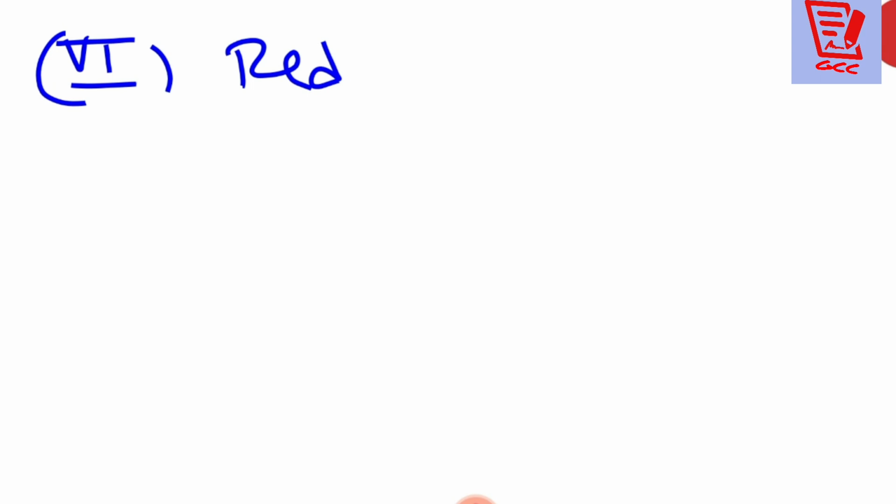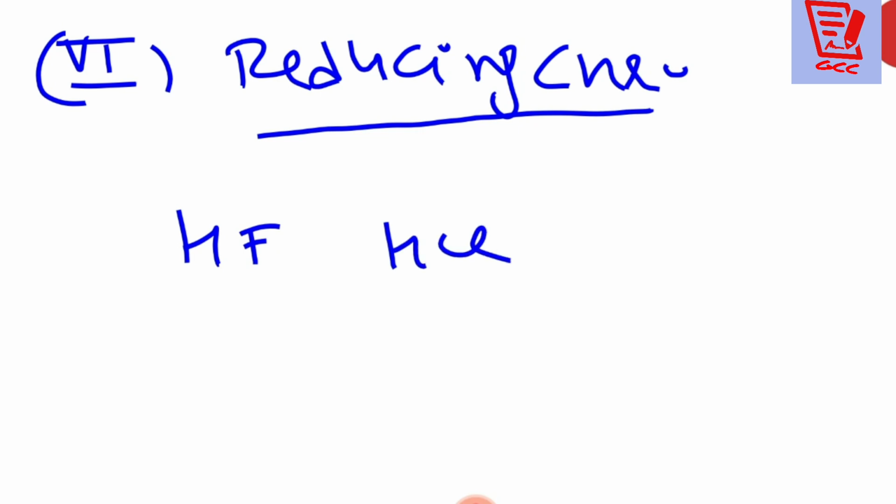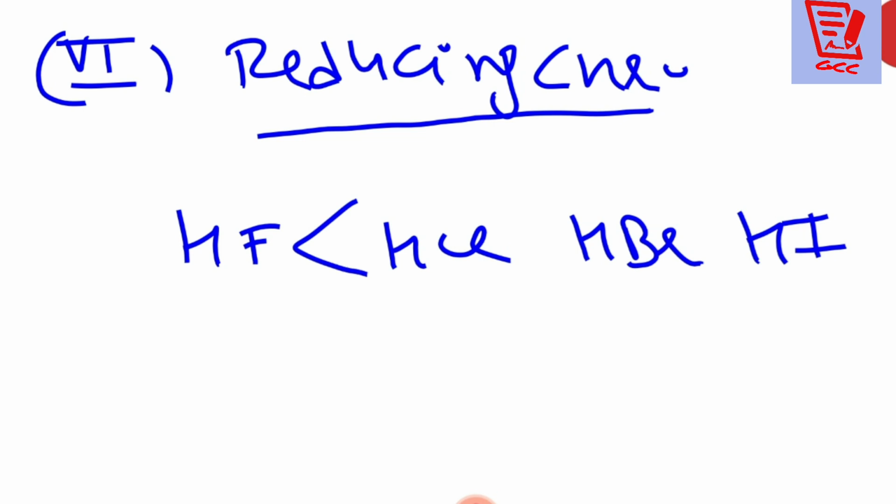The 6th point is about the reducing character. Whenever we talk about the reducing character, we usually say HF, HCl, HBr, then HI, and the reducing character increases from HF to HI. What is the reason behind it? It's a simple reason.